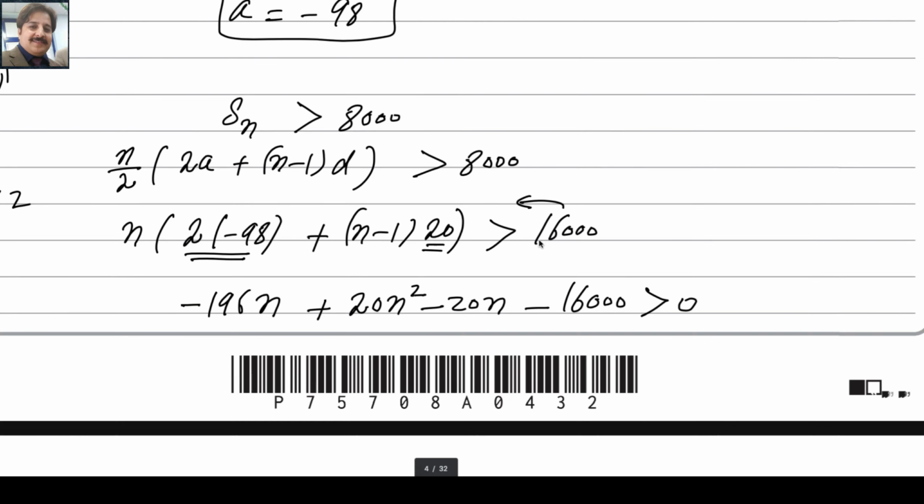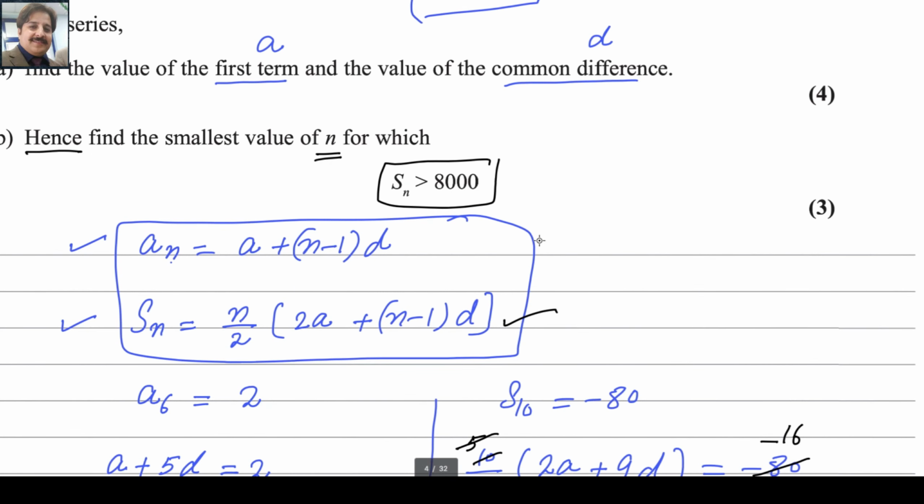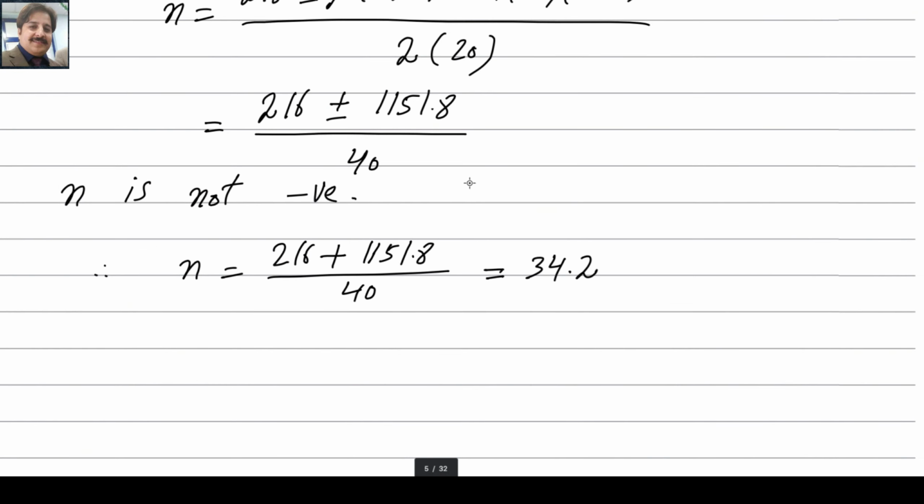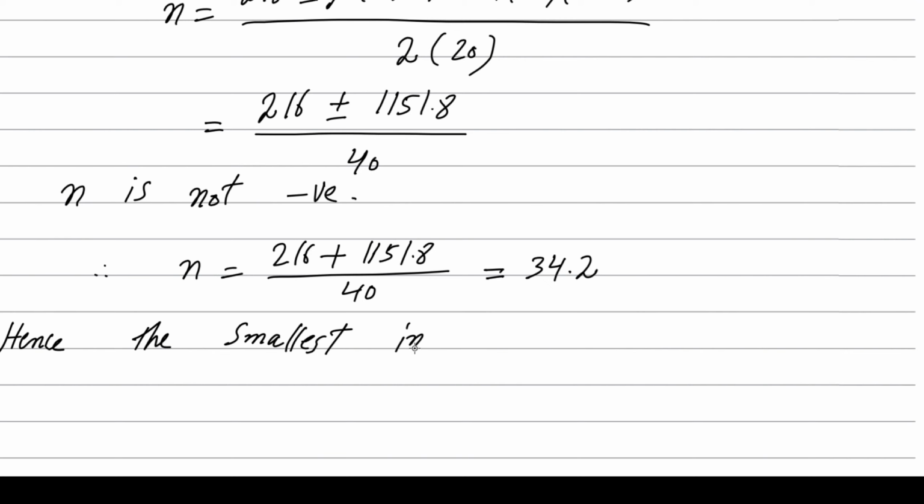Let's move back to the question. Hence find the value of n for which Sn is greater than 8,000. So we want n are the number of values. Values cannot be in decimals. Therefore, we can make the next integer here, that is 35. Hence the smallest integer will be 35. This is the answer for the second part of question number 2.